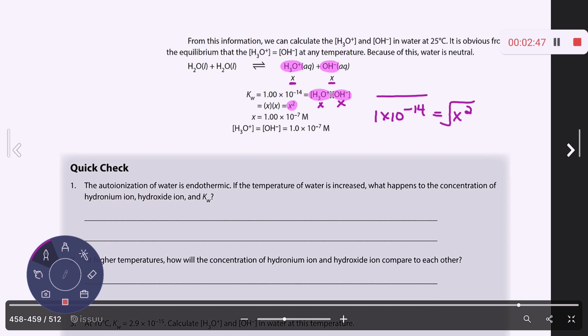And if you take the square root of both sides, you're going to end up getting x is 1 times 10 to the negative 7. And the unit would be molarity because x equals the hydronium ion concentration, and it also equals the hydroxide ion concentration. Okay? If they give you the hydronium or the hydroxide, you could just use that in place of x. Does that make sense? Okay?